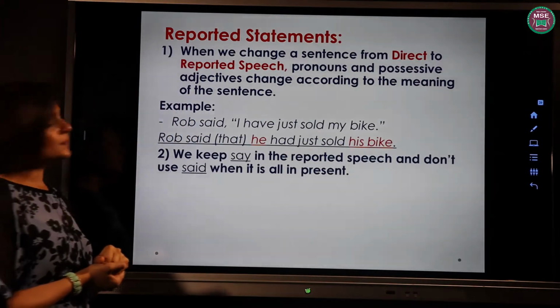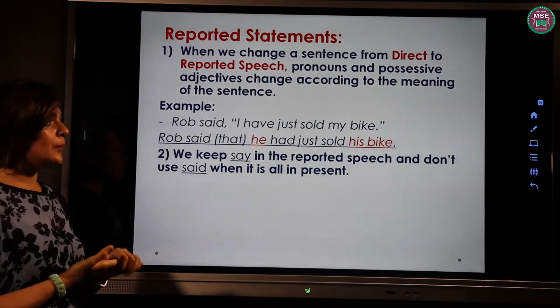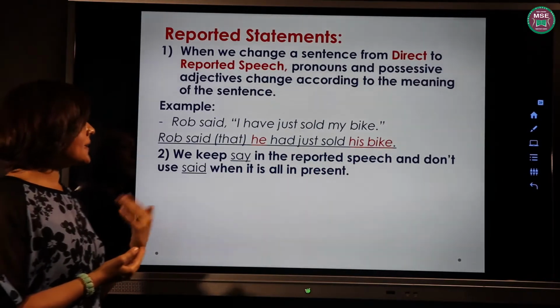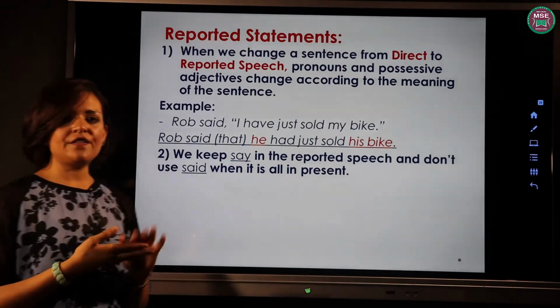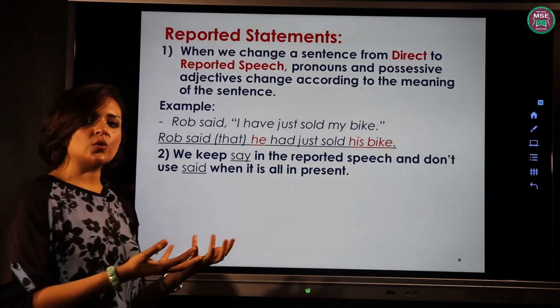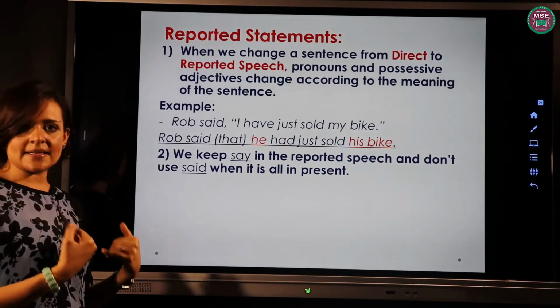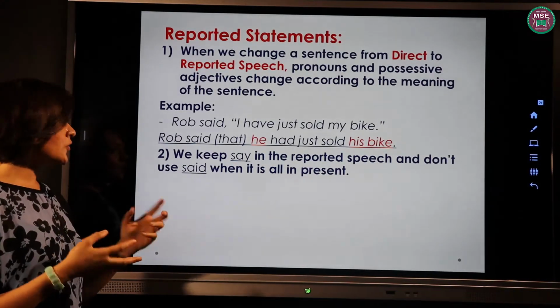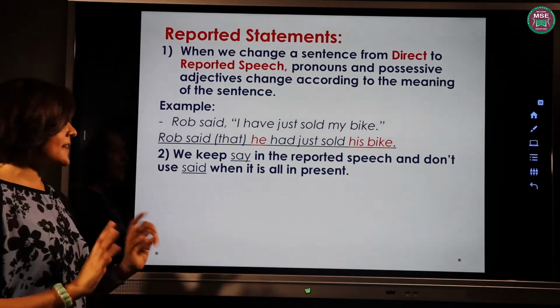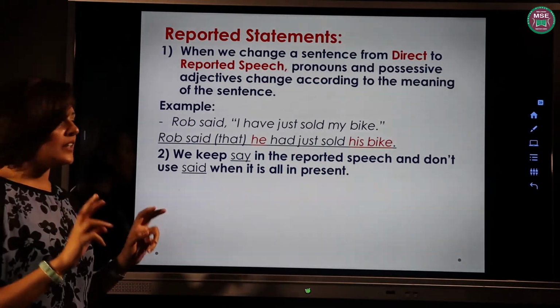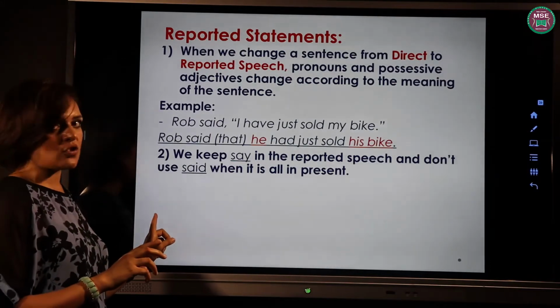The second one, we keep say in the reported speech and don't use said when it is all in present. When I find the sentence inside the quotation marks in present and the word say outside is in present too, I will not put said. I will keep it as it is and I will not make any changes except removing the commas or the quotation marks.